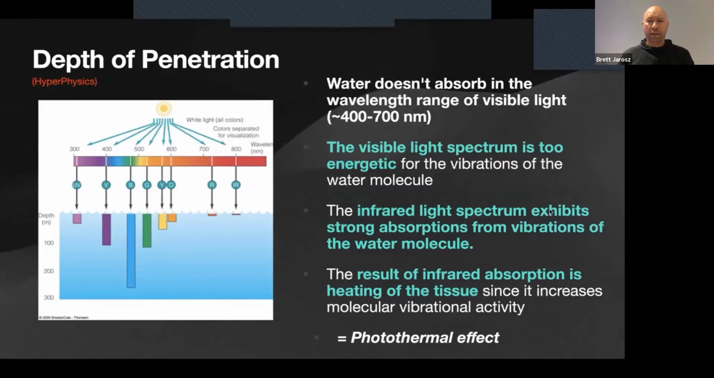So the infrared light spectrum exhibits strong absorptions from vibrations of the water molecule. The result of infrared absorption is heating of the tissue because it increases that molecular vibration activity. That's our photothermal effect. And for any of you that have had infrared, i.e. infrared saunas, infrared laser, we know that with an infrared laser, we have to keep moving it because of the heating of the tissue. If you keep it on that one spot, you can naturally burn people because of that photothermal effect.